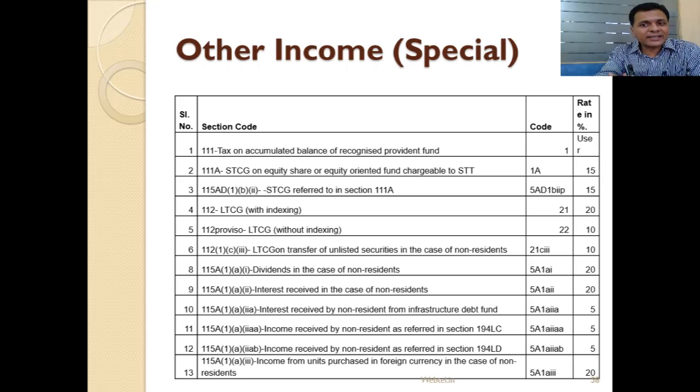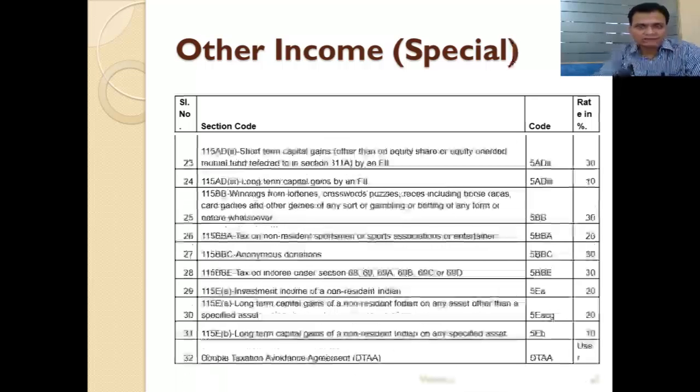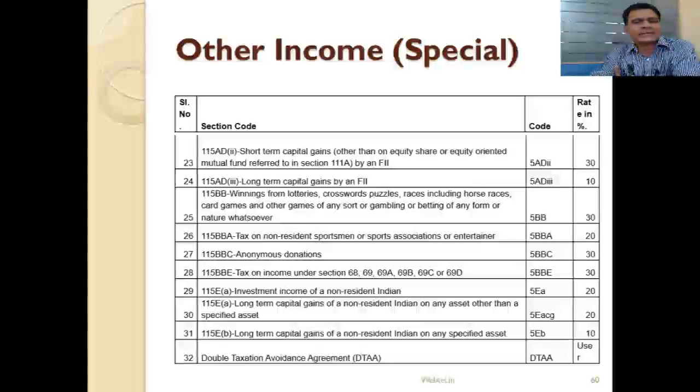If an incorrect code is given in the XML file, for example if you give the code for item 1, which is code 1, for winnings from lotteries or crossword puzzles, it will apply the rate of 30%, even if the rate is 1% or 10%. So please be very careful that the correct code is given. All these 32 items you can see. Only the relevant one needs to be selected in Schedule SI.